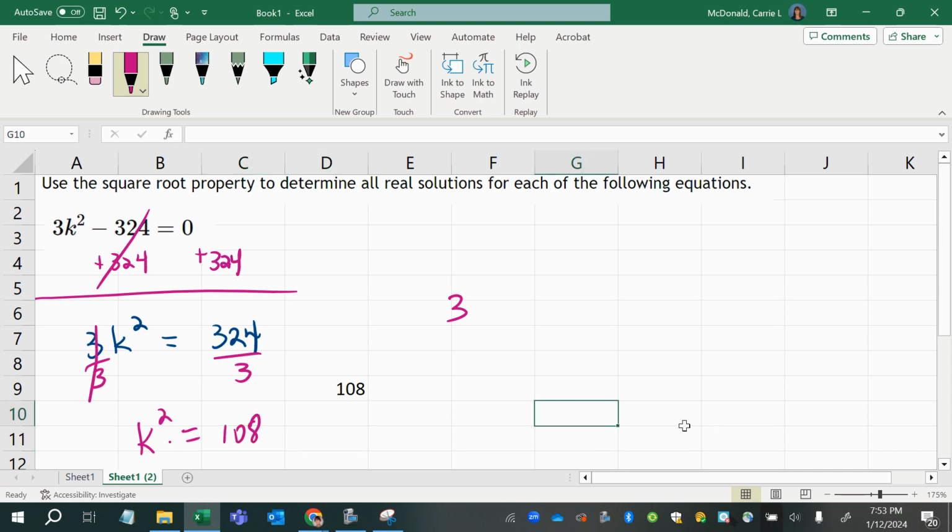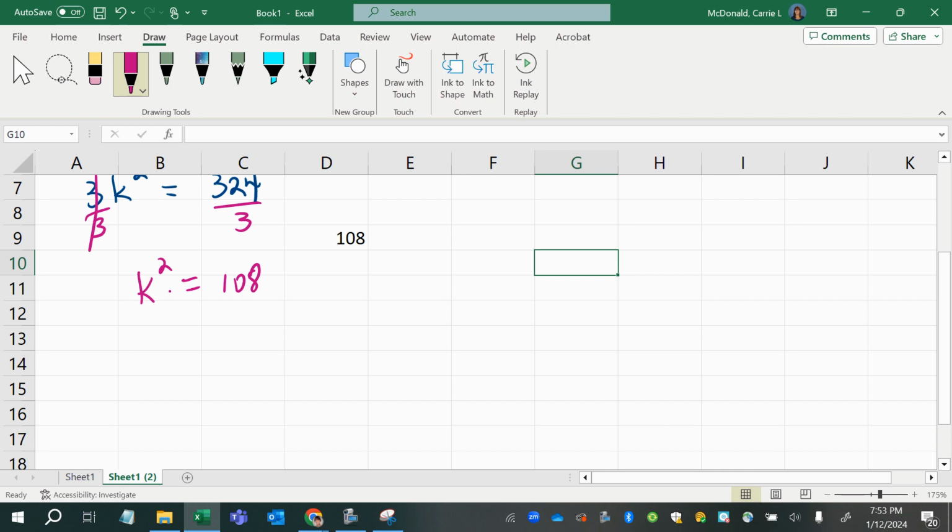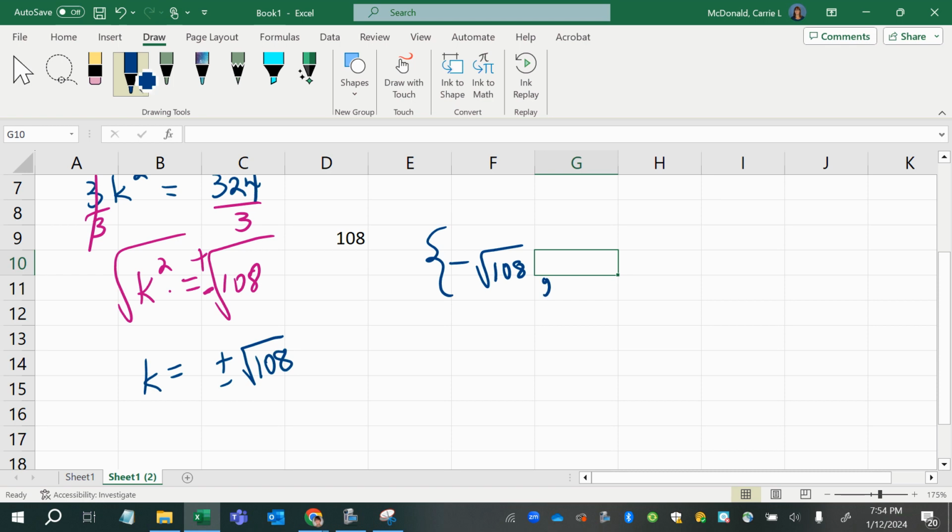So then we take the square root of 108. Take the square root of both of these. Make sure to put a plus minus on the side opposite the variable. If you don't, you could end up with only half of the answers you should have. Right, so now we have k is equal to plus or minus square root of 108. Now, what we could say is that the solution set is negative square root 108 and positive square root 108. I'm going to separate the plus and minus into two separate answers.